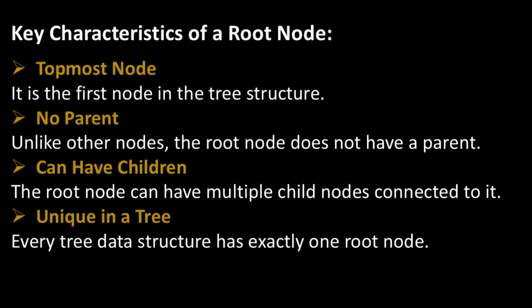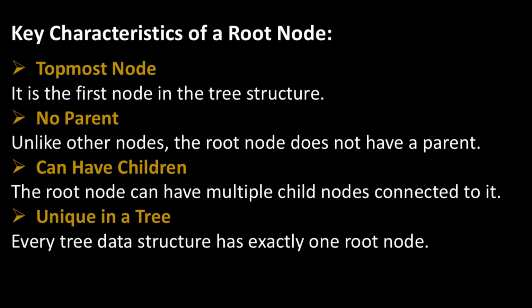Here are some key characteristics of a root node. First one is topmost node. It is the first node in a tree structure. Second one, no parent. Unlike other nodes, the root node does not have a parent. Third one, can have children. The root node can have multiple child nodes connected to it. And last one, unique in a tree. A tree can have only one root node.